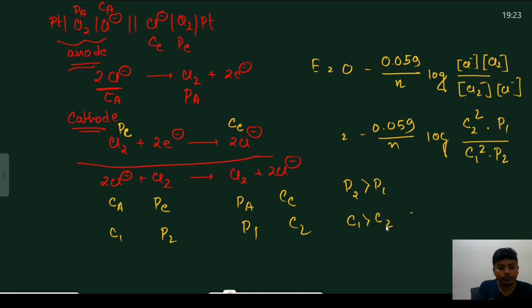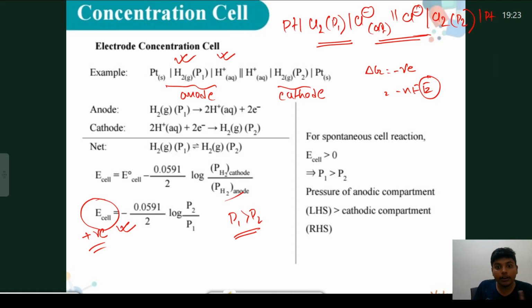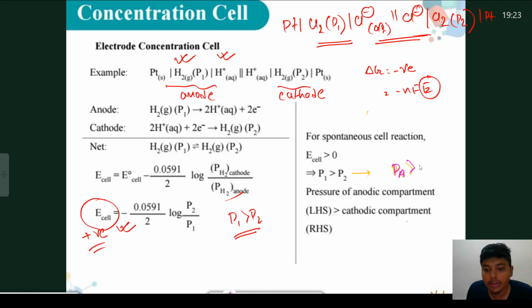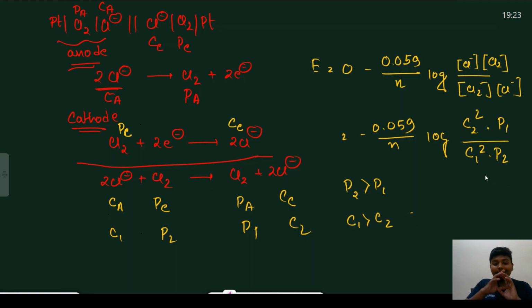Clear? Okay, yes, sir. But for hydrogen, what is there? Hydrogen: P1 should be more than P2, or P anode should be more than P cathode, and C cathode should be more than C anode. They are completely reversed. So whatever reaction is given, no need to worry. What you have to do, first write the reaction. This is the formula to write any cell representation. That is the rule, right?